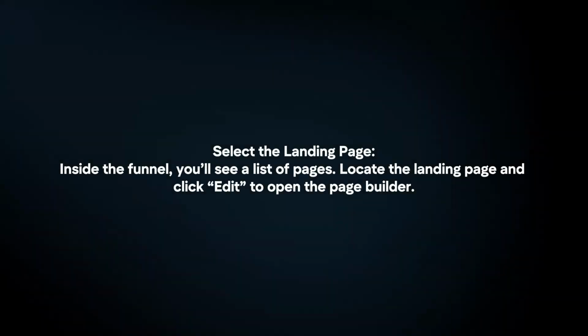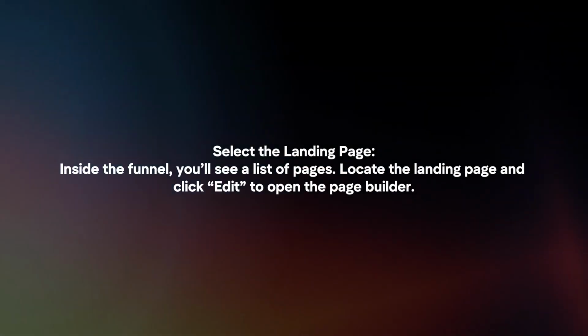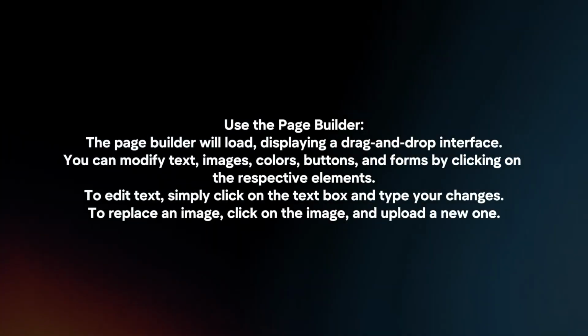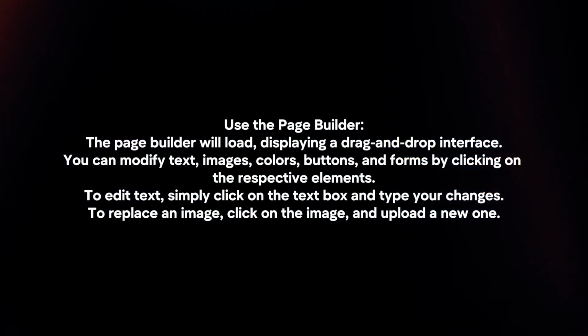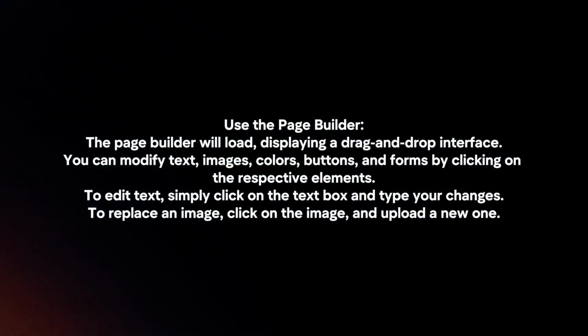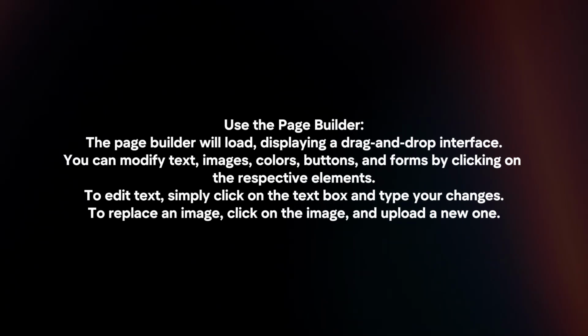Select the landing page. Inside the funnel, you will see a list of pages. Locate the landing page and click Edit to open the page builder. Use the page builder. The page builder will load, displaying a drag and drop interface. You can modify text, images, colors, buttons, and forms by clicking on the respective elements.